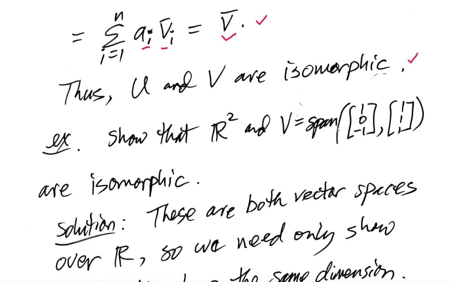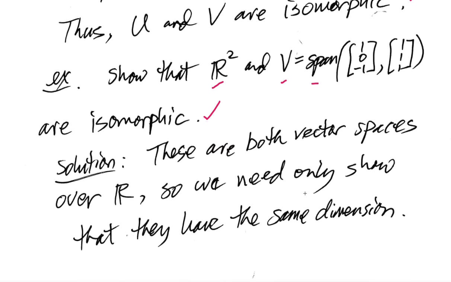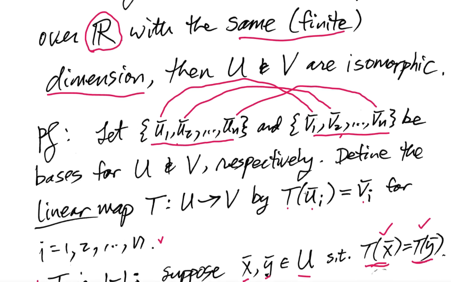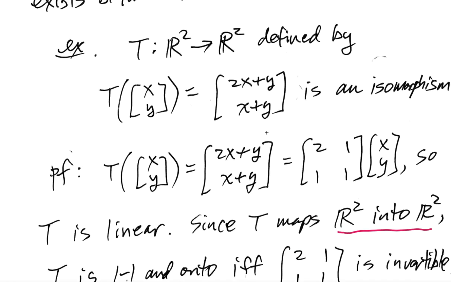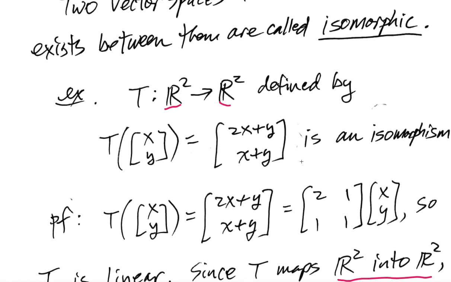Let's take this example here. Show that R2, or R squared if you like that better, and V, which is the span of (1, 0, -1) and (1, 1, 1), are isomorphic. Okay? Now, I'm not going to be able to do what I did on that previous example. Remember the first example up here when I went from R squared into R squared? Then I just had a 2 by 2 matrix, and I found its determinant, right?